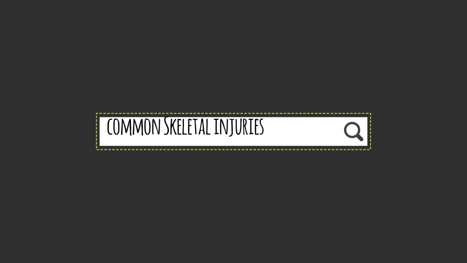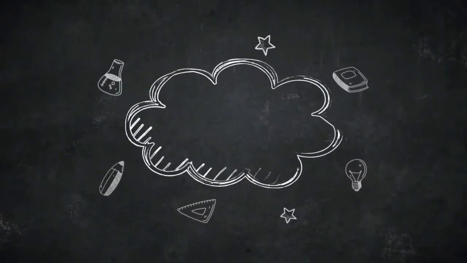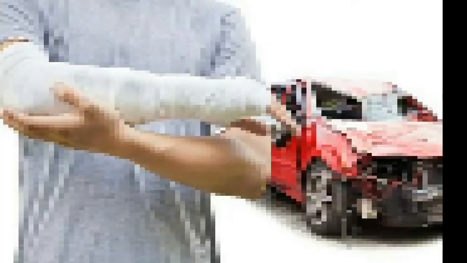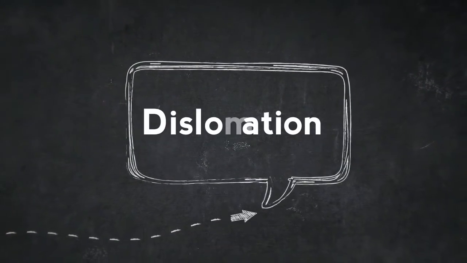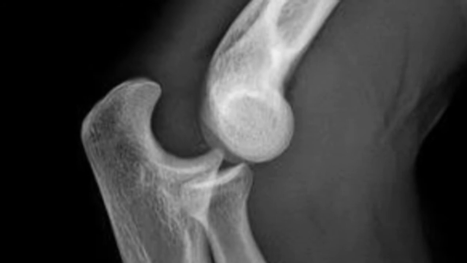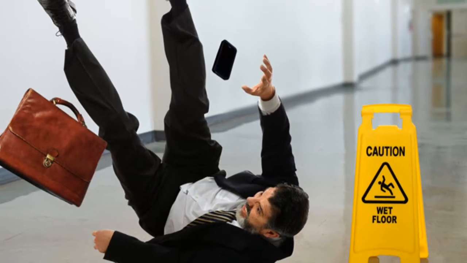Here are some common skeletal injuries. First, we have fractures. Fractures commonly happen because of car accidents, falls, or sports injuries. Next is dislocation. Dislocations are often caused by sudden trauma on the joint, like an impact or fall.